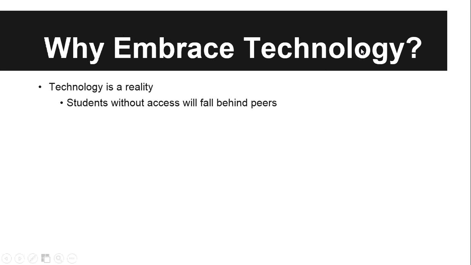So just why do we need to embrace technology? Well, it's a reality. It's a major part of our students' lives, more than we ever could have imagined. And students without access will fall behind their peers. And of course, homeless students who we work with have very limited access to technology, especially compared to your typical student in the United States. So we want to try and bridge that gap and get that technology to them so that they can keep up with their peers when it comes not only to education, but just in using technology.